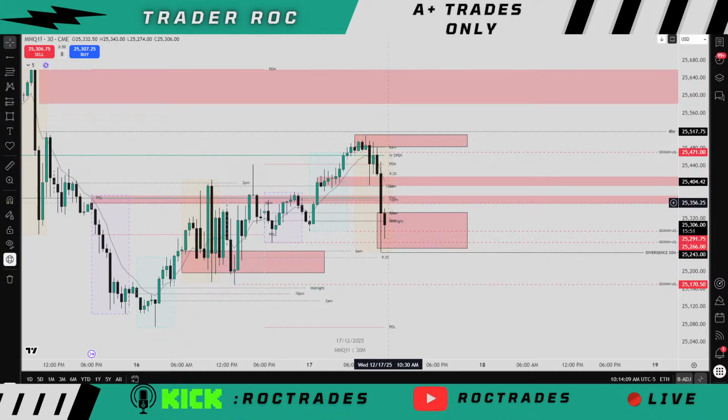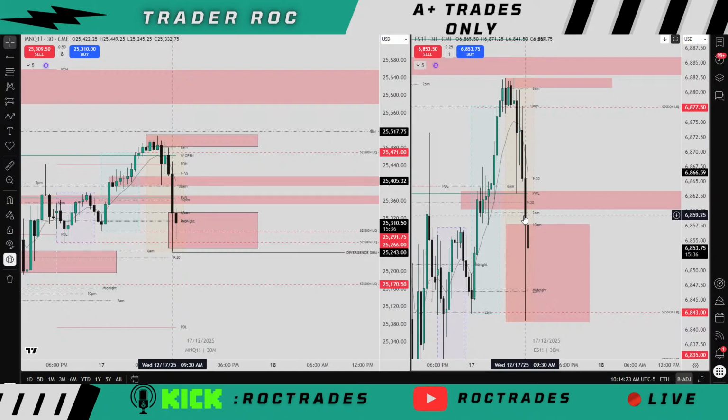So if we can get price to flip this zone here, that right there will make me very confident to look for buys to go back to the high. ES, same type of deal. We closed underneath 9:30 from yesterday. We closed underneath this 2 a.m.